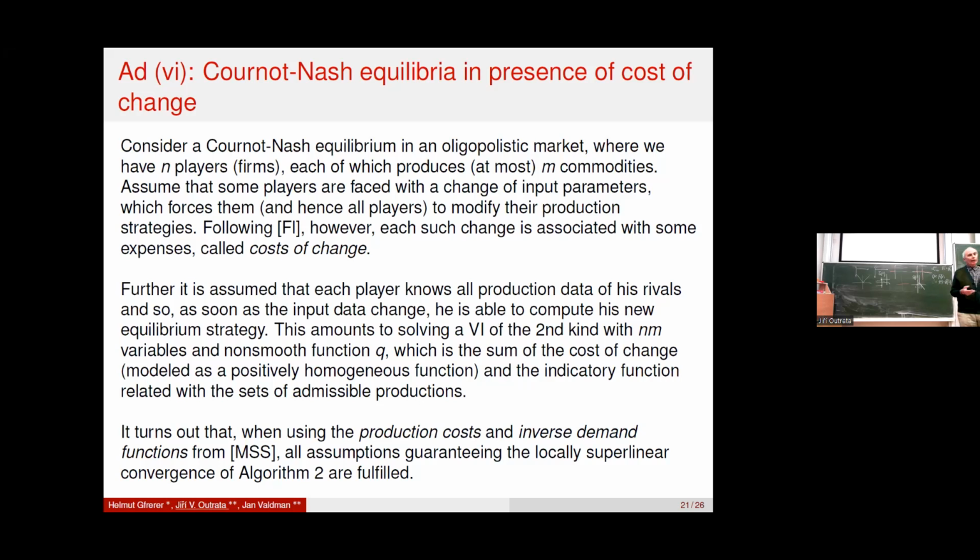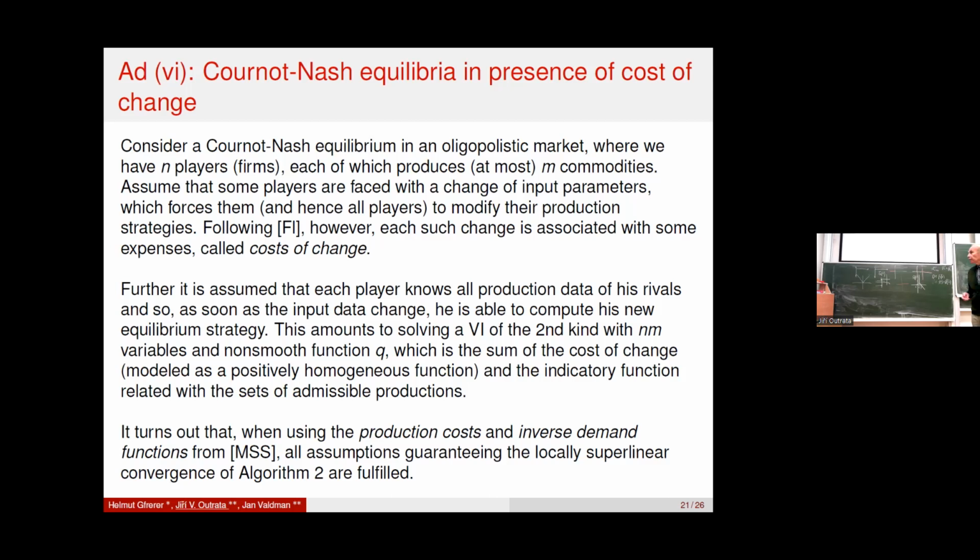In such a situation, they have to recompose the equilibrium, and they can appropriately change their production or their portfolio of production, but they have to take into account that each change of this portfolio is actually associated with some additional cost. So that's clear, more or less. Maybe some small firms do not need to pay this additional expense, but most firms have to do it. And this additional cost is a non-smooth function.